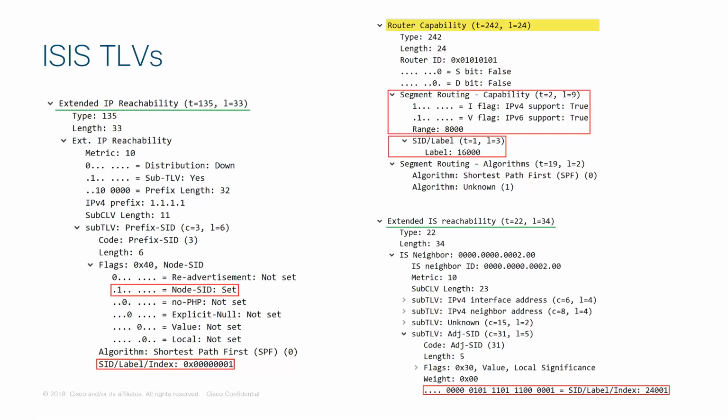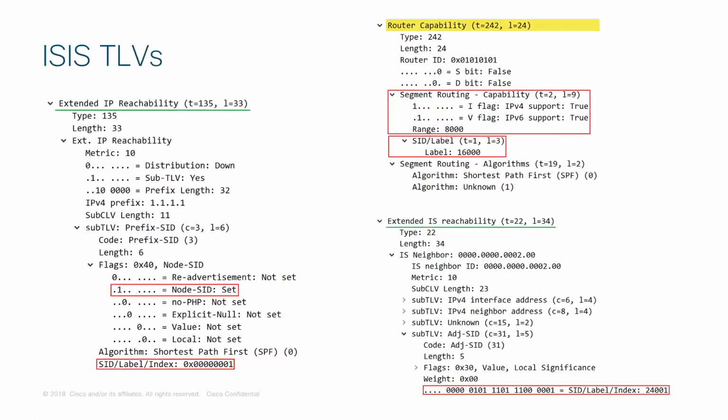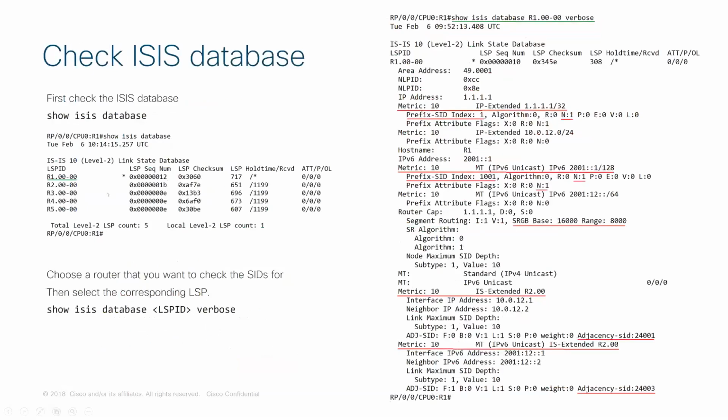And the adjacency SID goes under this extended IS reachability TLV. I mean, these TLVs are there. And to check, you can't do a packet capture always, right? So, in the ISIS database verbose, give the LSP ID verbose. Under that you will see the prefix SID index, N-bit set. Then you see the SRGB base is 16,000, range is 8,000. And to get the adjacency SID, you go on and you see the adjacency SID.